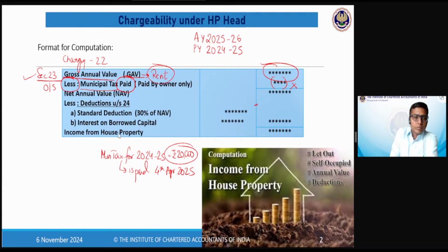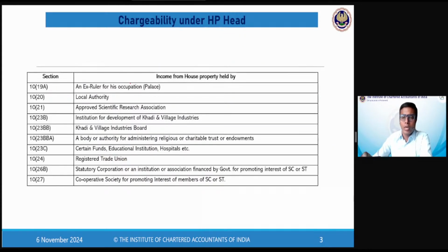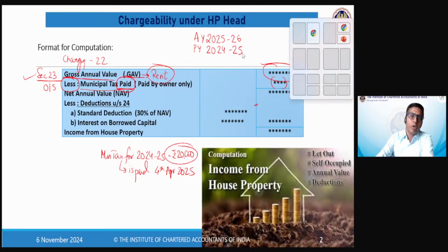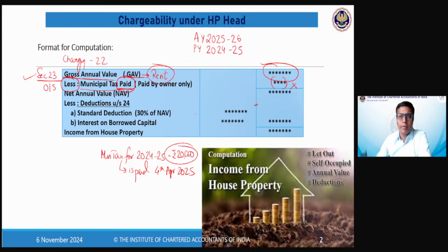Excellent. So nearly everyone has given me the correct answer, that it will not be allowed as deduction because it should be paid in the current financial year. When the word payment is used here, it also implies payment during the year. So since it is not paid during the current financial year, that is 24-25, of which computation we are doing, hence it will not be allowed in the computation of AY 25-26. Yes, Hardik, you're right. It will be allowed in the computation of 26-27 AY.